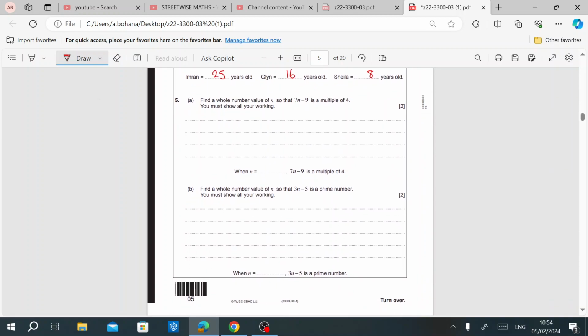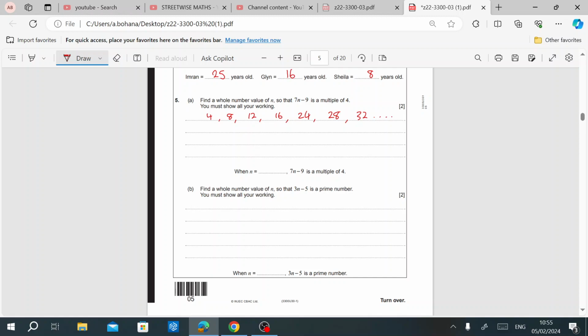Right then, find the whole number value of n, so that 7n minus 9 is a multiple of 4. So the multiples of 4 are 4, 8, 12, 16, 24, 28, 32, and so on. So you've just got to play around, okay?